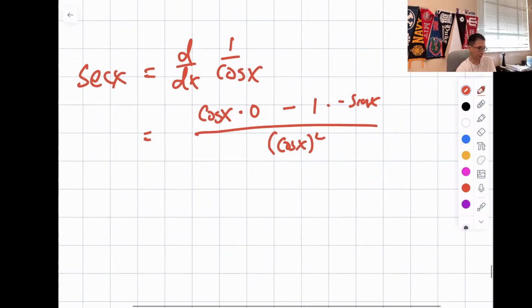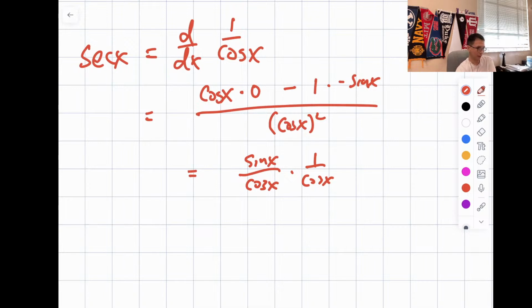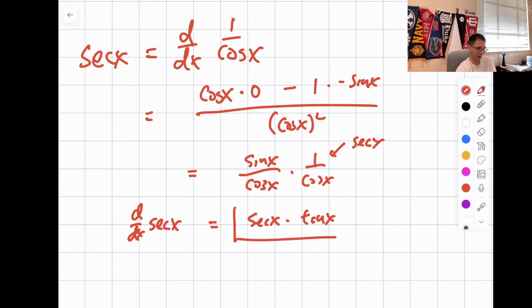Is that okay? So that's equal to sine of x over cosine of x times 1 over cosine of x. Is that okay? Because I split the cosine of x into cosine of x times cosine of x. Actually, I'll write it in a different order. So this one's going to be secant of x. Is that okay? And this one's tan of x. Got it? So the derivative of secant of x is equal to secant of x tan of x.